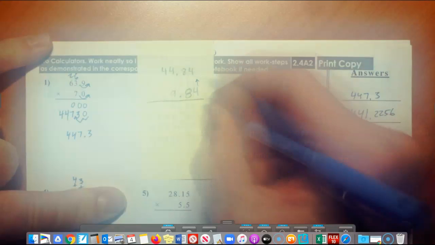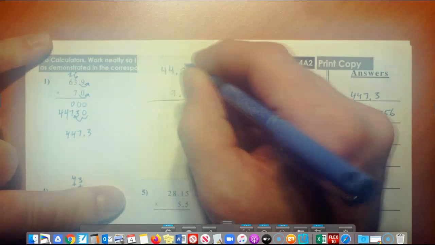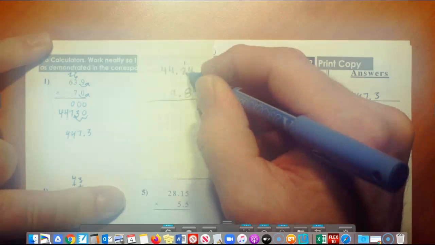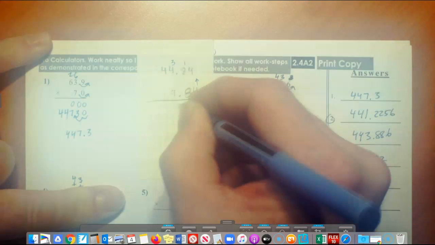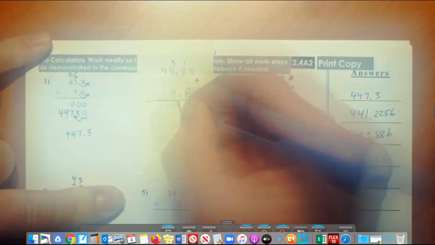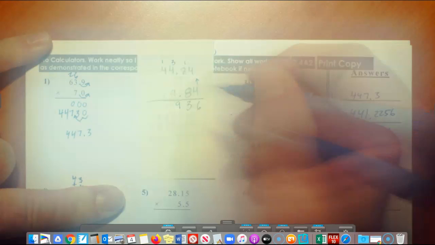4 times 4 is 16. Here's the 6. Here's the teen, as I call her, the 10. 4 times 8 is 32, plus that one makes 33. So here's the 3. Here's the 30. 4 times 4 is 16, 17, 18, 19 when you count those extra 3. There's the 9 and there's the teen. And then 4 times 4 is 16 plus 1 is 17.